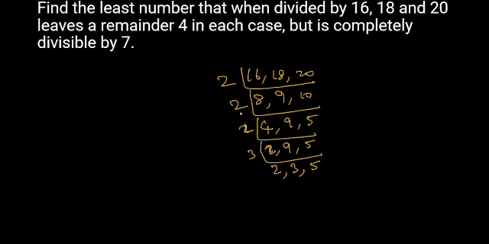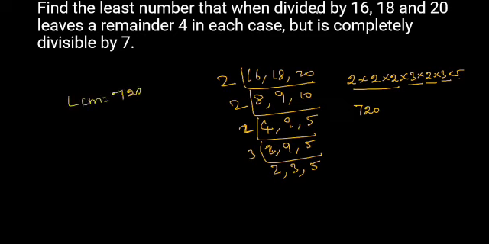Okay, so 2 into 2 is 4, so we will get 2 into 2 into 2 into 3 into 2 into 3 into 5, which is equivalent to 8, 24, 48, 48 into 3, okay, 8 into 3, 24, 24 into 2 is 48, 48 into 3 is 144, 144 into 5 is actually 720. So the LCM is actually 720.